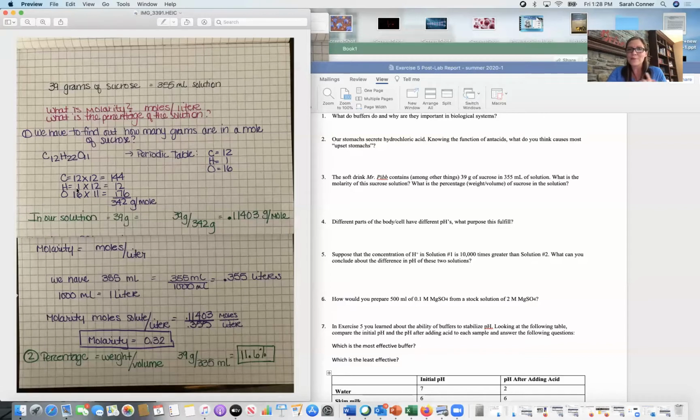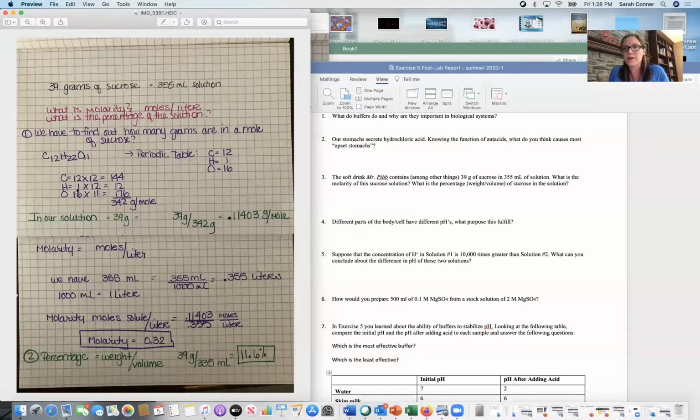So we have to figure out how much of that mole we actually have in our Mr. Pibb. So we have to do 39 grams divided by the total of moles per liter, which is 342 grams. That's how much you would get in a mole if you were measuring it correctly for 1 mole, but we don't have 342 grams, we only have 39. So we only have 0.11403 grams per mole. So we have a percentage basically of that 342.